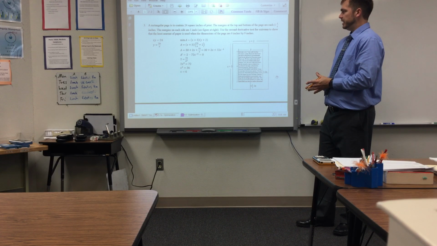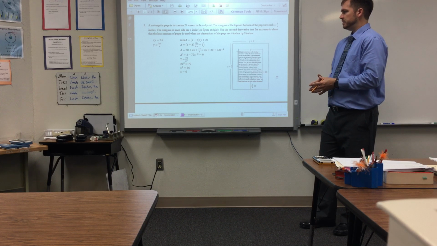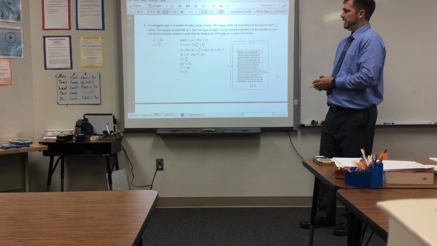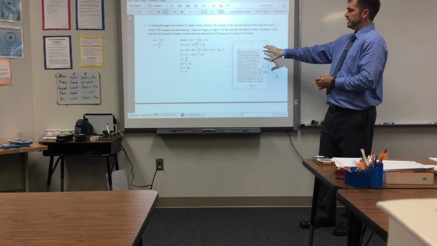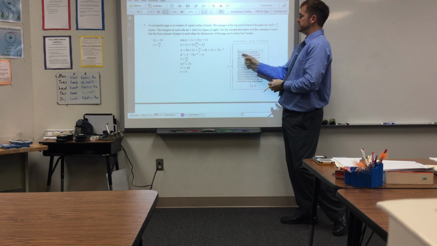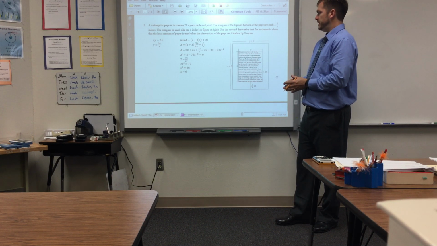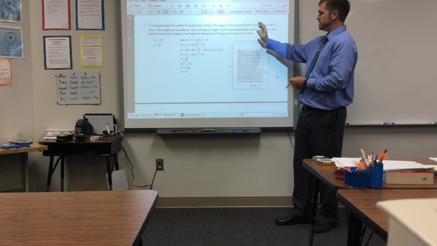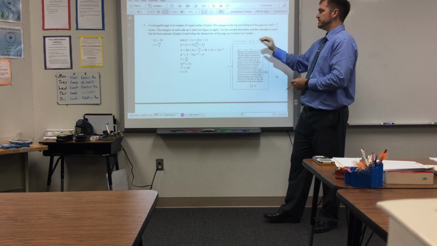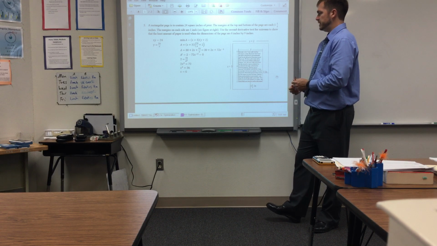Just wanted to show you a couple more of these, the type of problems, how they set up, because I want to give you all a chance to do some of the setup yourself. This one talks about a rectangular page of print, and you've got the margins. They're going to say use the second derivative test for extrema to show that the least amount of paper is used when the dimensions are 6 inches by 9 inches.